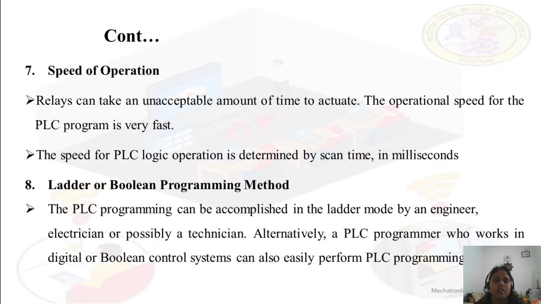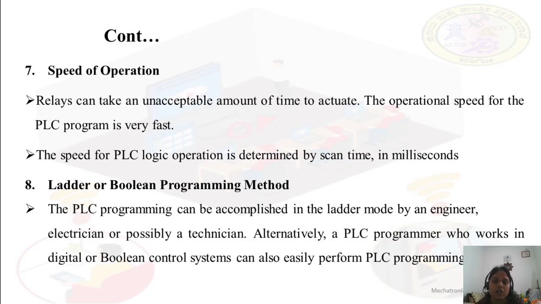Next one is the speed of operation. Relays can take an unacceptable amount of time to actuate. Operational speed for the PLC program is very fast. See, in the relays, what happens? It will take more time to actuate. The response time is very high in the case of relays, but in the case of PLCs, the response time is very low.